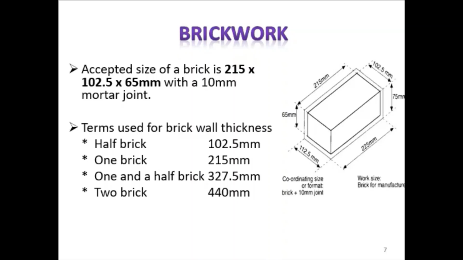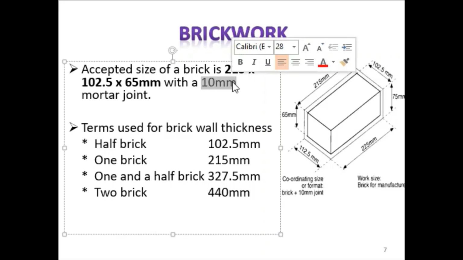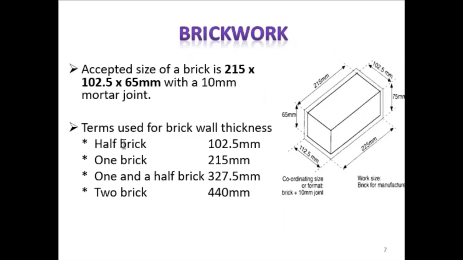Before that, we need to understand what is the standard size for brick. So normally, the accepted size of brick is 215 by 102.5 by 65 mm with a 10 mm mortar joint. Mortar is the plastering, so normally it's 10 mm.